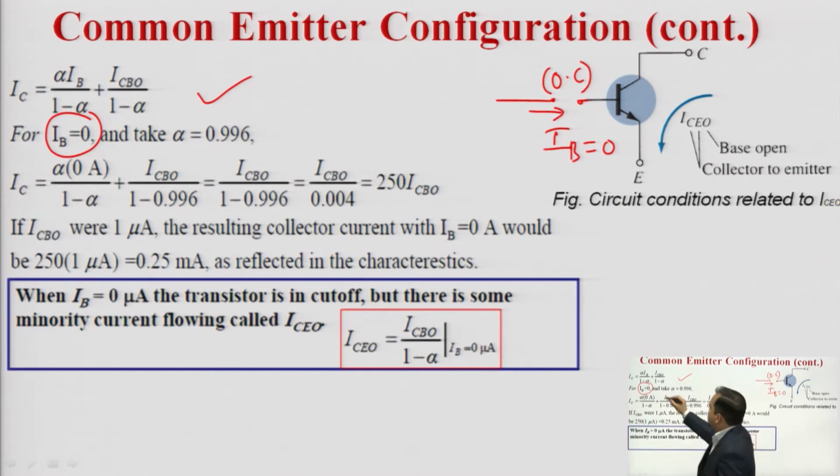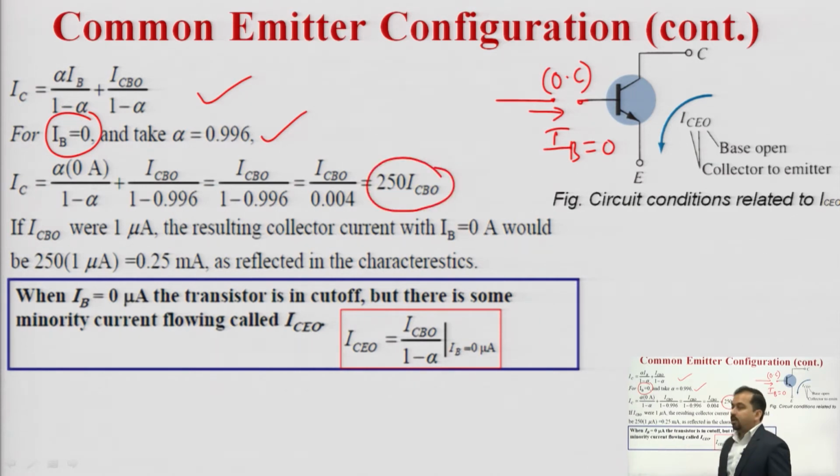So, if we substitute IB equals 0 in this equation, we are left with IC equals ICBO divided by (1 - alpha), since the first term will be 0. If we take some value for alpha close to 1, let us say 0.99, we will have ICBO divided by 0.01. This comes out to be 100 times ICBO, where ICBO is naturally very small, somewhere in microampere, but once it is multiplied by a large factor, this value will not be too small.